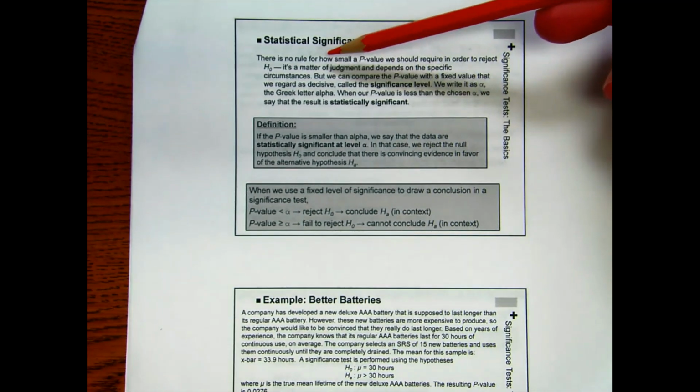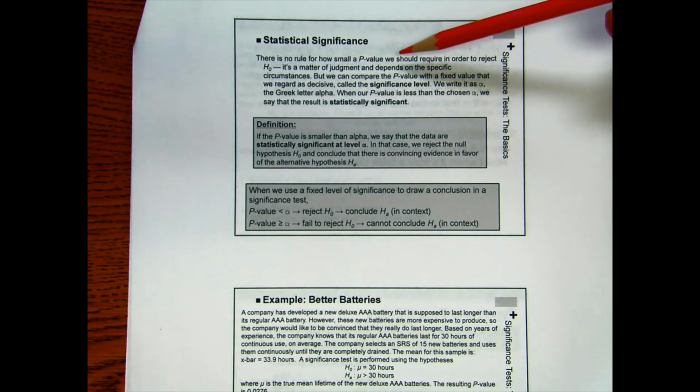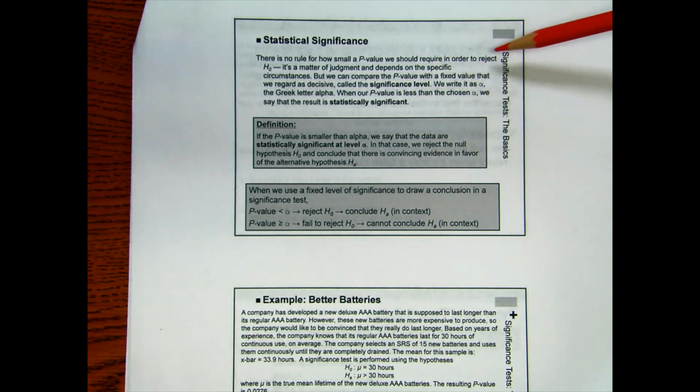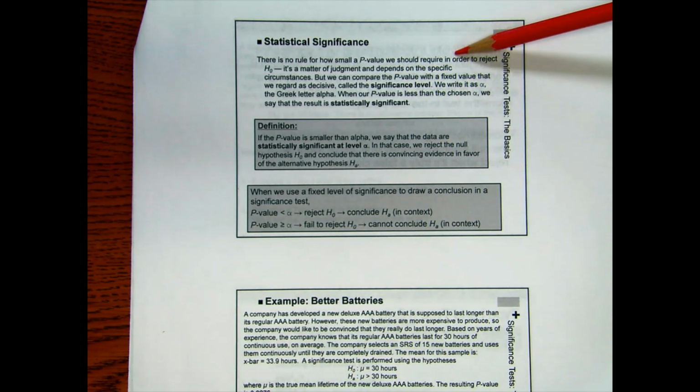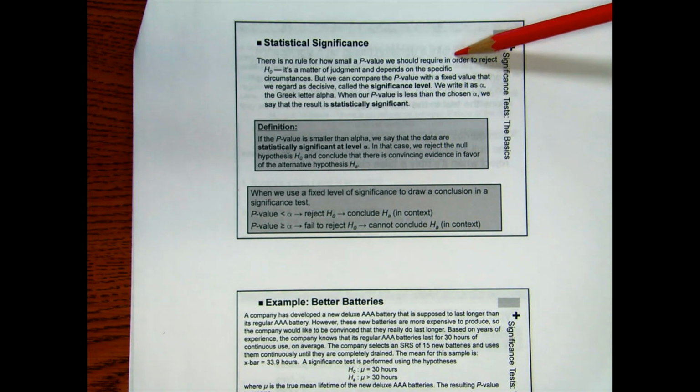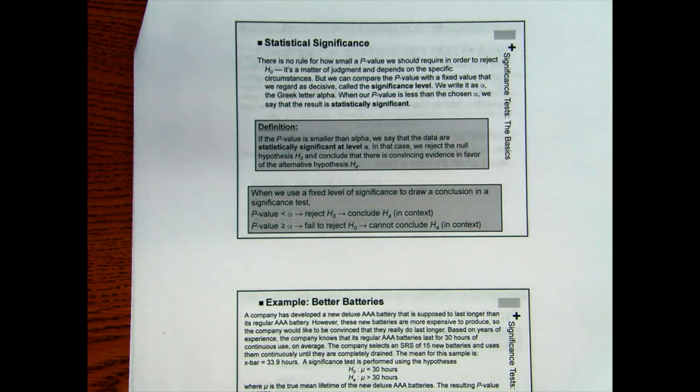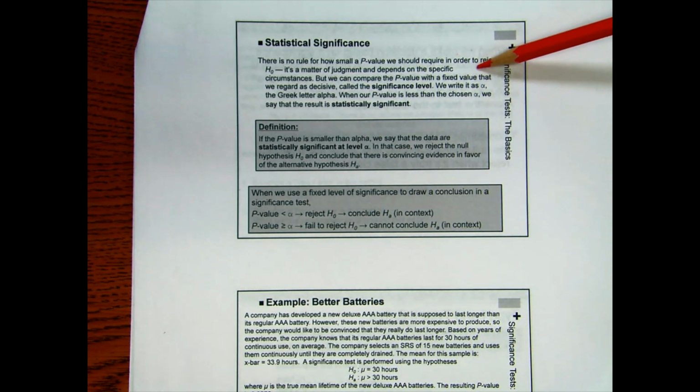Right, there is no rule for how small a p-value we should require in order to reject the HO. The default that we've talked about many times in this class is 0.05. That's the most common one, but it could be higher, it could be lower, and it's the one you should go with in terms of the safest way to get full credit. If an alpha level or a significance level, they mean the same thing, which we're going to talk about in a second, is not given, that's the one you want to assume.